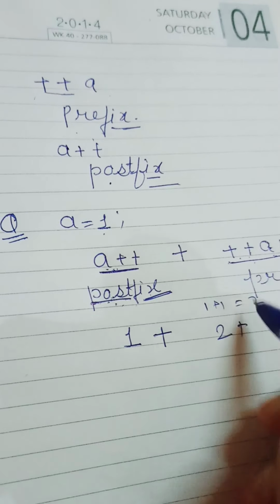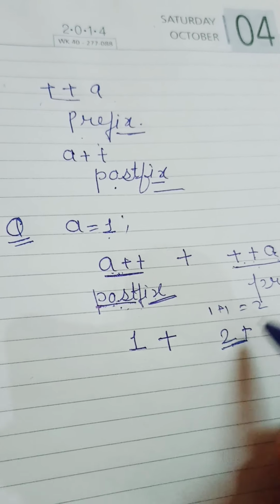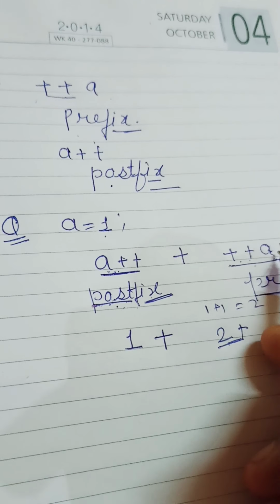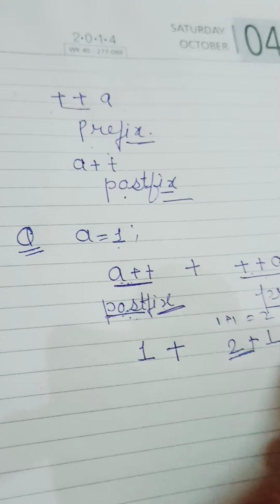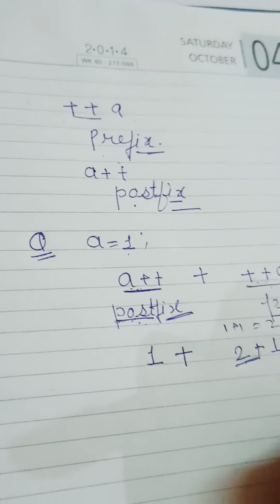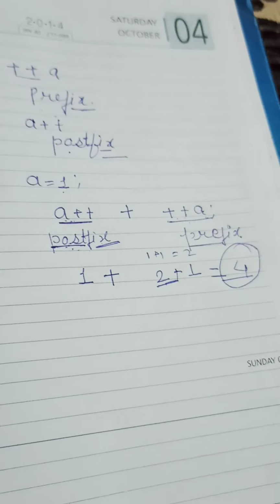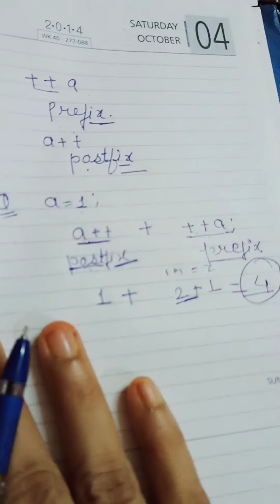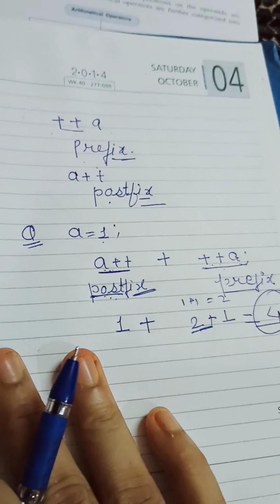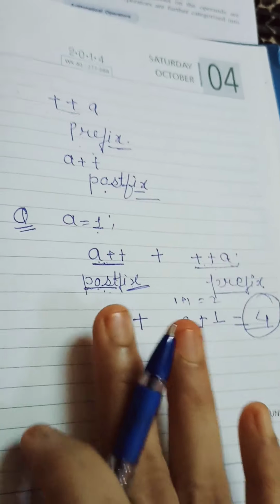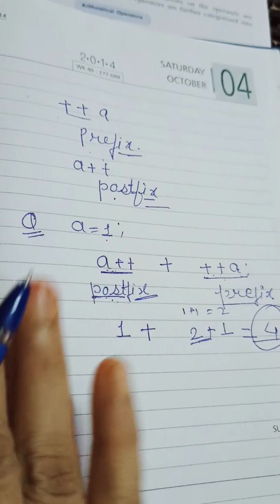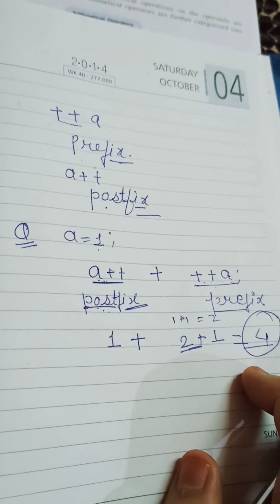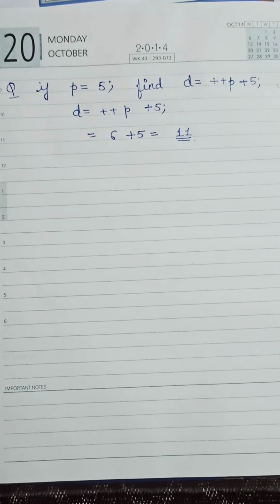Now, after completing the postfix, I will complete the prefix. That means again I will increment this value by 1. So the output will be what? 4. Okay. This was the whole thing about the postfix and prefix. Now I am going to explain some practical numerical examples of how to use the postfix and prefix expression. So let's begin.